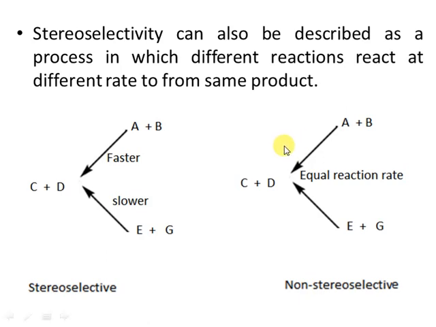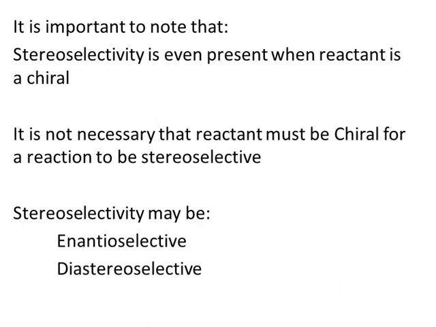Now consider another reaction. Again we have A and B converting into C and D, and further we have E and J, which are also converted into C and D, but you can see the rates of reactions are equal. Since the rates of reactions are equal, there is no preference for any of the reactions to react at a faster rate. So this is an example of a non-stereoselective reaction.